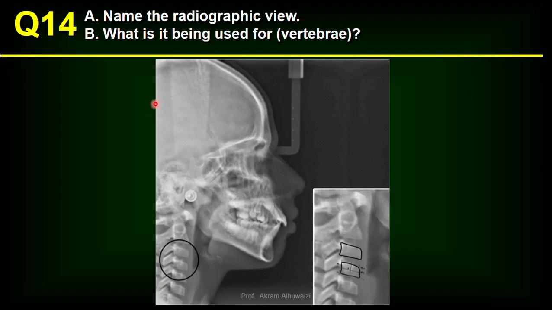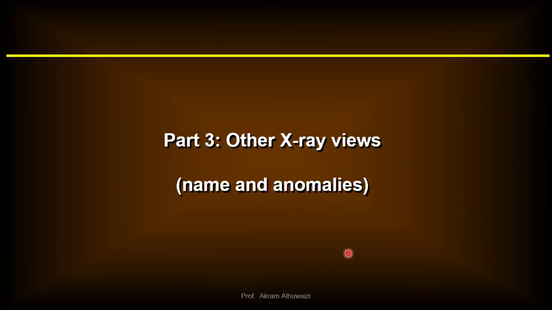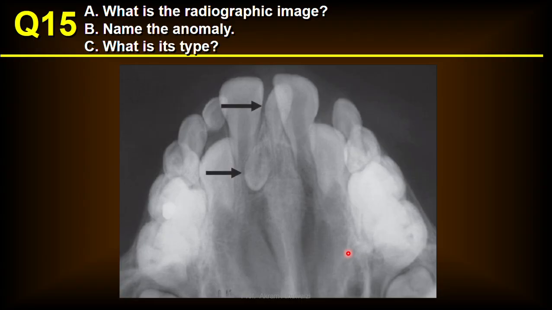Now name the radiographic view and what it's being used for. This is a cephalometric radiograph and it's being used to assess the skeletal age. The third part is other X-ray views. For example, what's the radiographic image? It's an occlusal film.